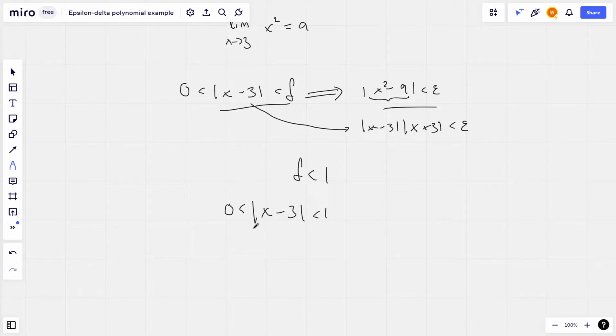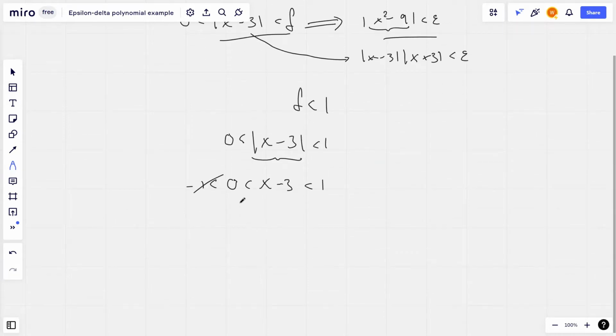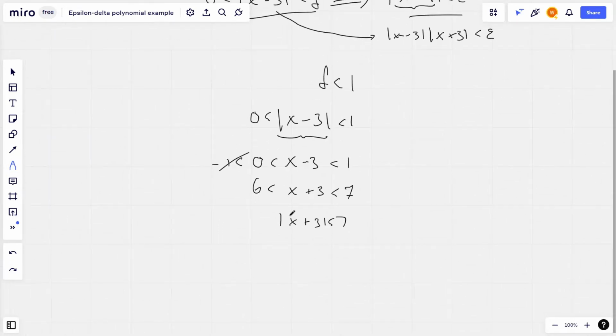Okay, and so what we can do is expand this, so we have a minus 1 here, but that doesn't matter. And so we have that 6 is less than x plus 3, which is less than 7. From this we can tell that the modulus of x plus 3 is less than 7. We have this 6 here as well, but we don't really care about the 6. We just know that the modulus of x plus 3 is less than the modulus of 7, which is true because both 6 and 7 are positive numbers, so we don't have to worry about any signs.